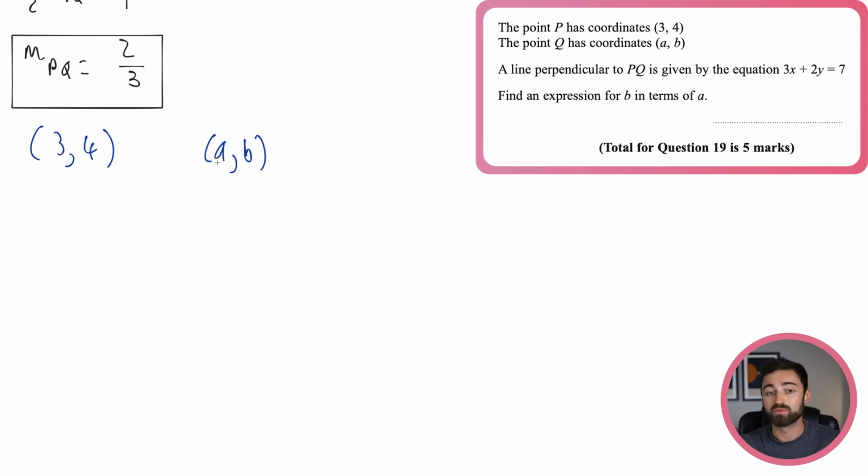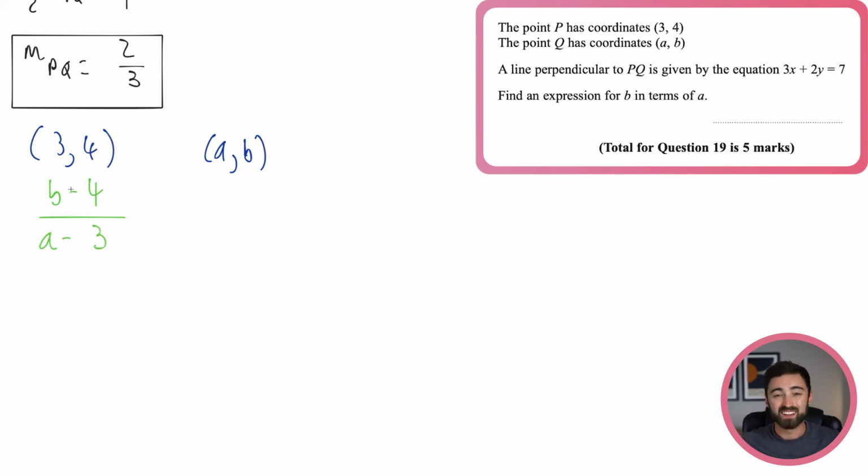What would you do? Well, you can get the gradient from 2 points by doing change in y over change in x. So the gradient of PQ is y2 minus y1 over x2 minus x1. It doesn't matter which way you go. Why don't we do these ones minus these ones? So b minus 4 is the change in y, divided by the change in x, which is a minus 3, is the gradient of PQ.